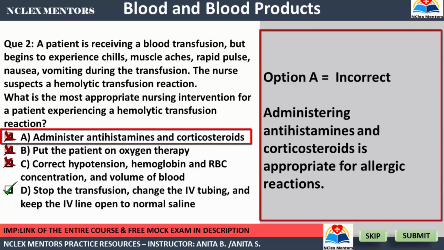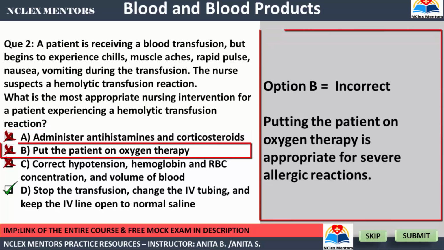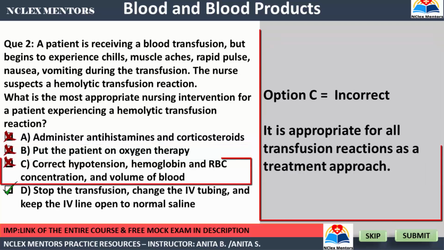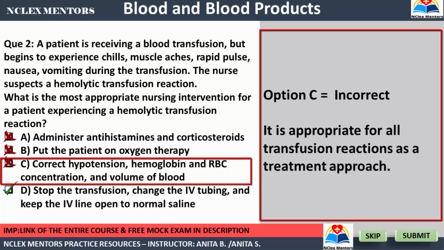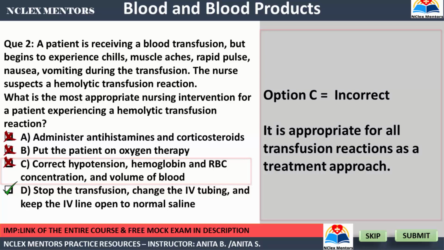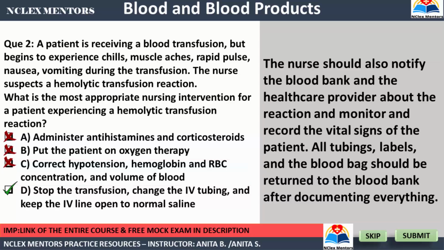Administering antihistamines and corticosteroids is appropriate for allergic reactions. Putting the patient on oxygen therapy is appropriate for severe allergic reactions, and correcting hypotension, hemoglobin and RBC concentration and volume of blood is appropriate for all transfusion reactions as a treatment approach, but the immediate intervention for hemolytic transfusion reaction is option number D.